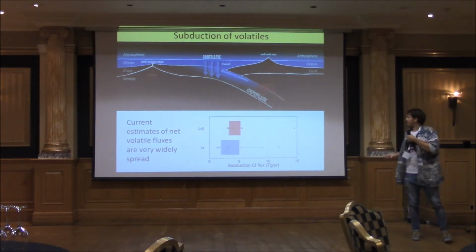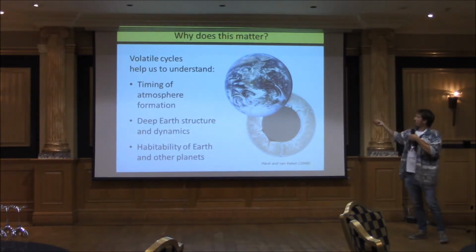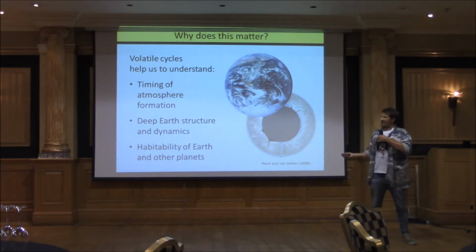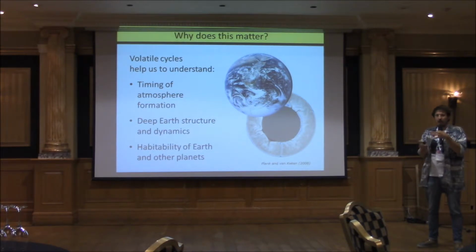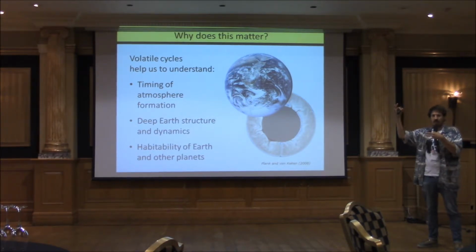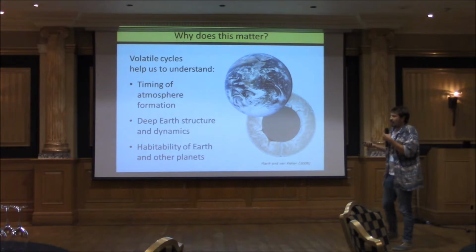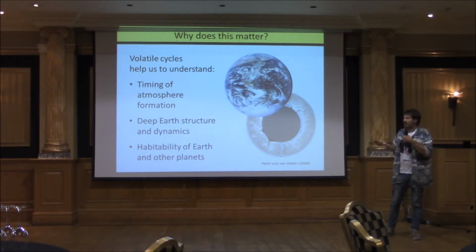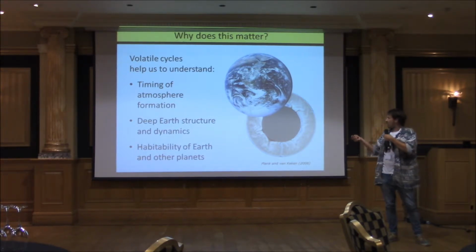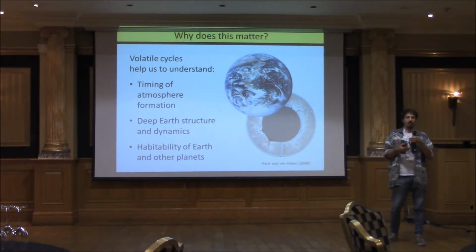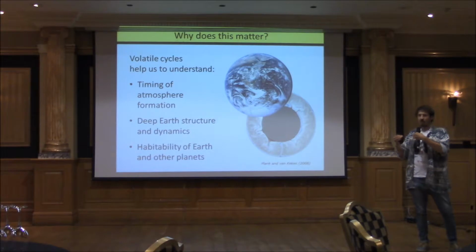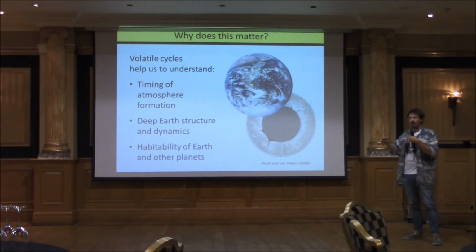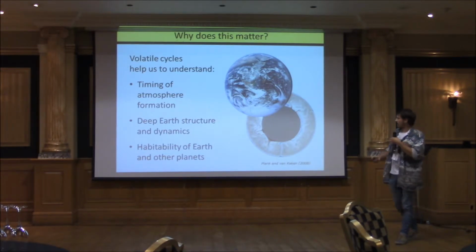So why does this matter? The volatile set, apart from being a central coupling of the deep Earth and the surface of the Earth, also helps us understand a lot of other questions. One is the timing of atmosphere formation. We use what's called the iodine xenon clock to date exactly when our atmosphere closed, when we stopped losing gas to space, and that's sensitive to how much xenon or iodine we're subducting down these things.